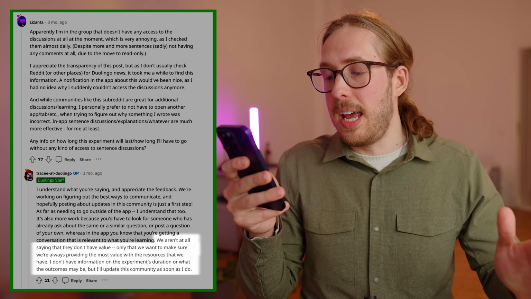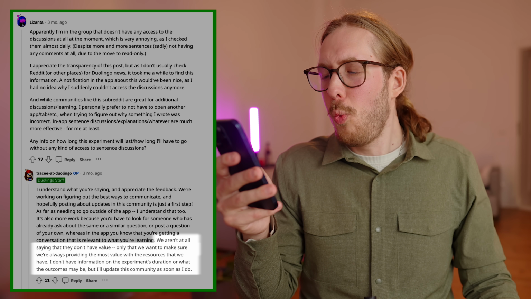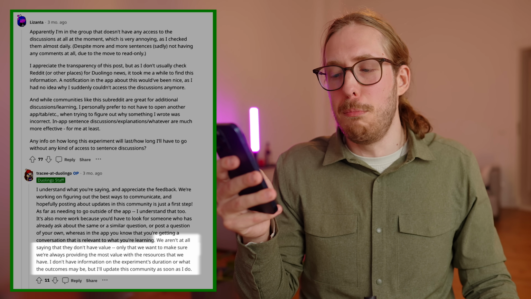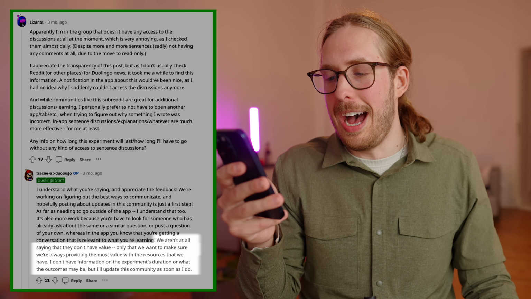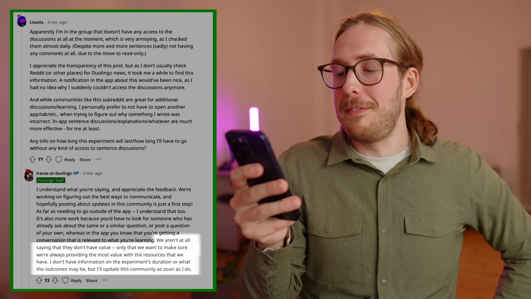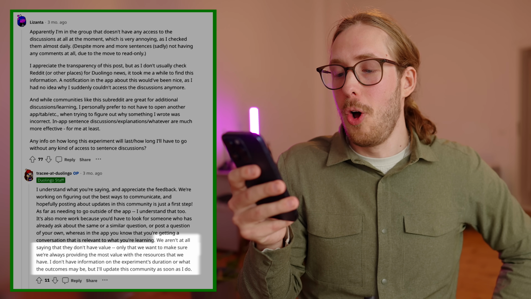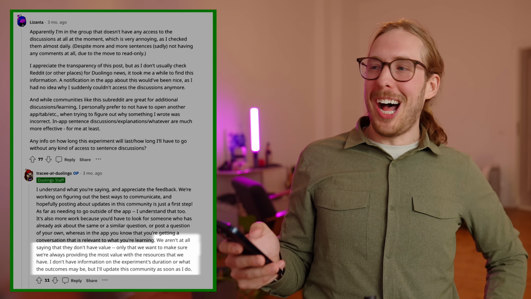But we aren't at all saying that they don't have value, sentence discussions. No, only that we want to make sure that we're always providing the most value with the resources that we have. What a sentence that was. I don't have any information on the experiment's duration or what the outcomes may be, but I'll update the community as soon as I do. Cool. To give you the best value on hamburgers, we're going to stop selling you hamburgers.